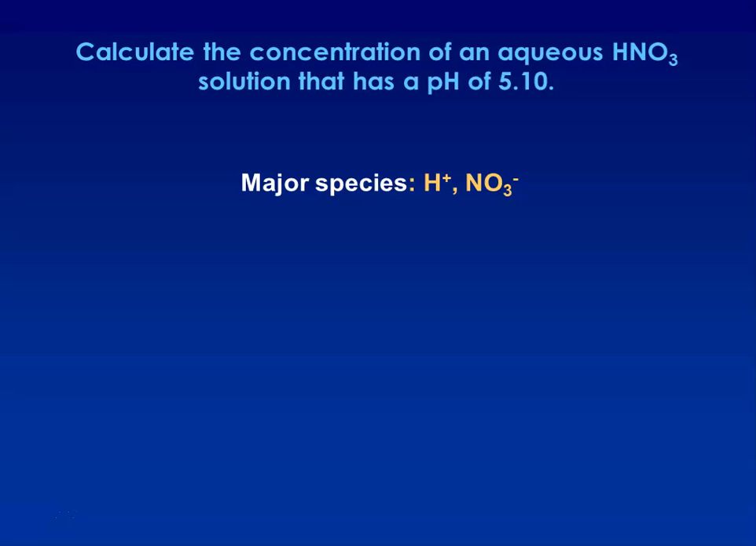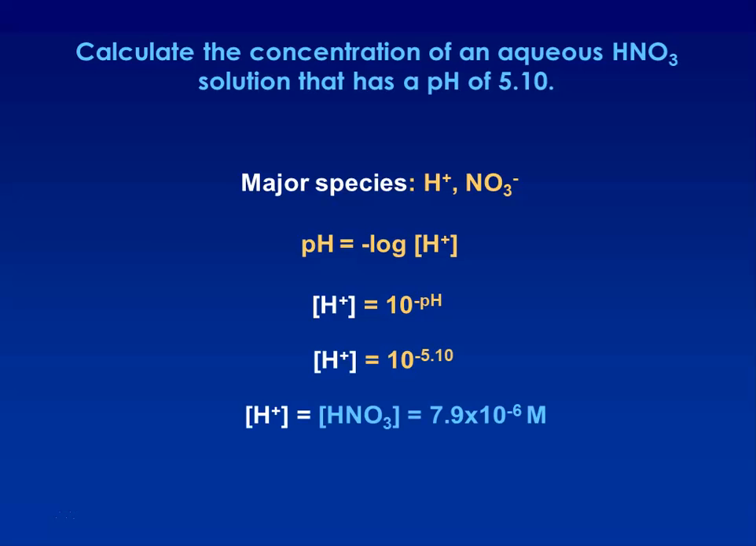So our solution consists of hydrogen and nitrate ions. You do not have to write these major species out. This is just to help you understand why we're not doing equilibrium problems with these, because they completely dissociate. We have none of that original acid in its intact form. So if I use my pH to find my hydrogen concentration, I get a value of 7.9 times 10 to the negative 6th molar, which would be the same as the nitric acid, because hydrogen ions are going to have the same concentration as their parent acid when you're dealing with a strong acid.